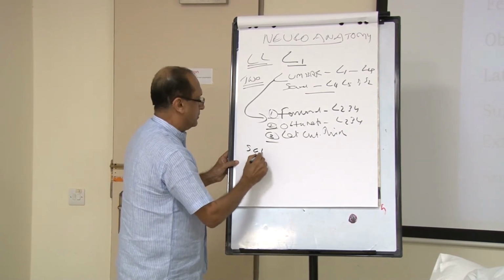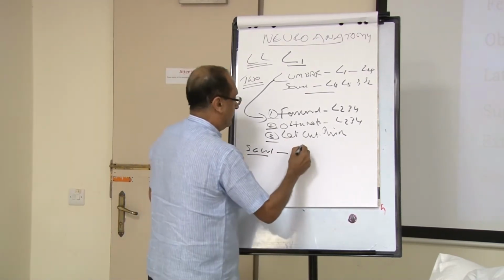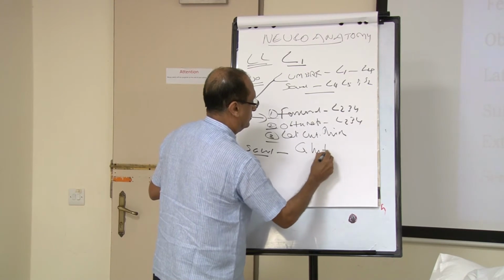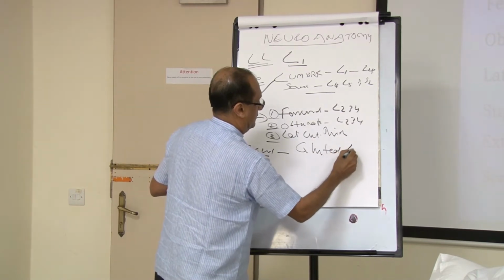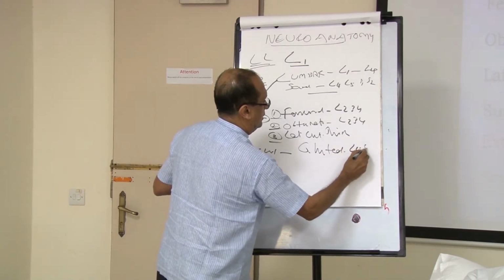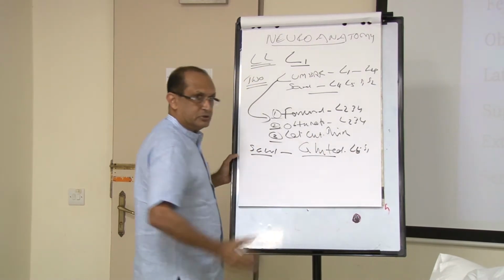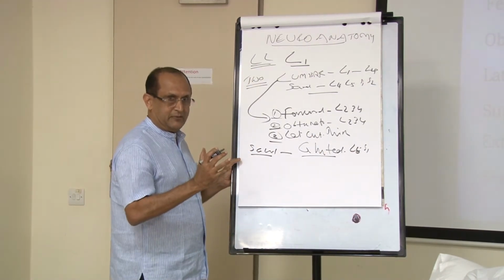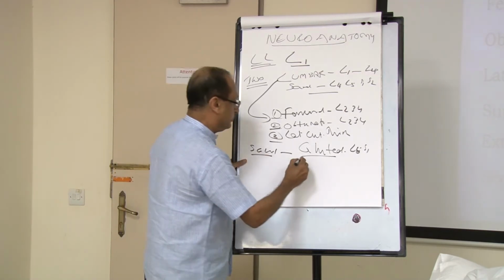Now comes the sacral plexus. In the sacral plexus, there are gluteal nerves, L4, L5, S1, which are supplying the gluteal group of muscles. They are the hip extensors and abductors.